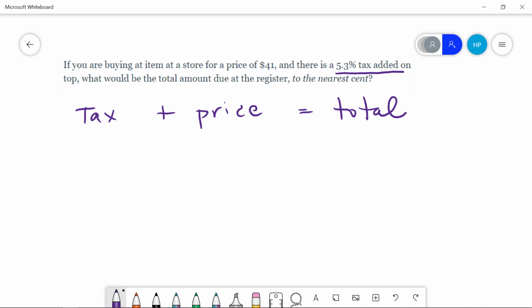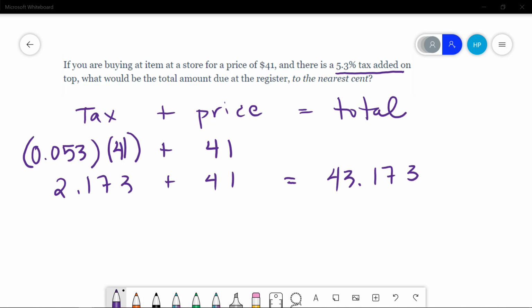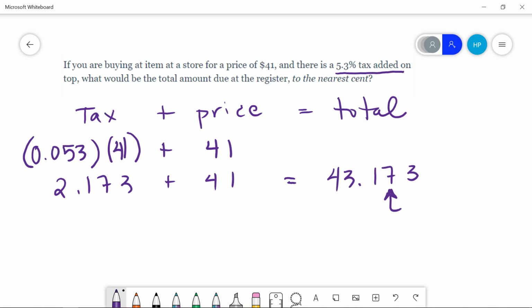Okay, so if the tax is 5.3%, we know that as a decimal is 0.053. We want 5.3% of $41, and then we're going to add that to the $41 of the price to get the total. So you're welcome to use a calculator for this. And then it says to round it to the nearest cent. So remember the nearest cent is the hundredths place. So here, when you type this in, you're going to type $43.17. Now, you might have decided to solve this by proportion, and that would also be fine. You just have to remember to add the percent on at the end.